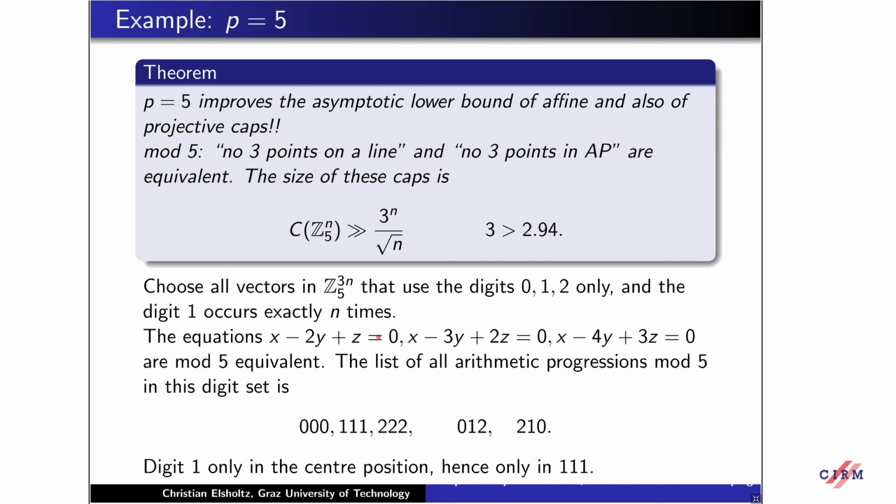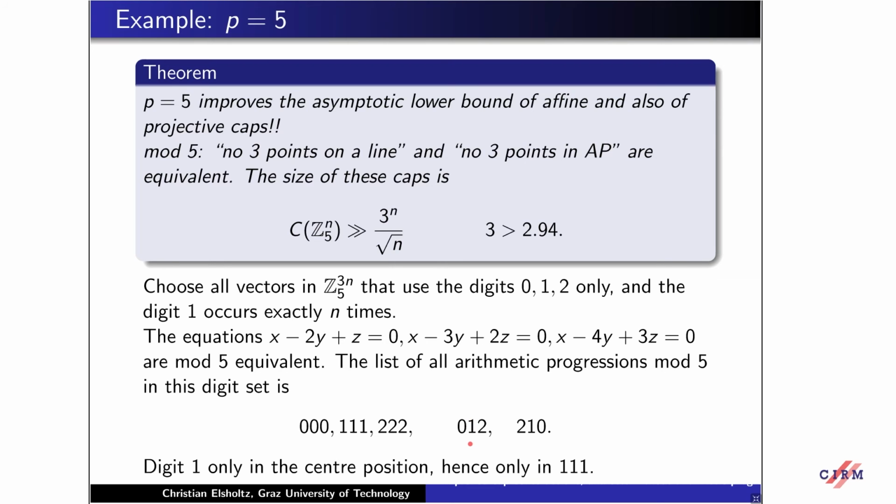Now, you have here the list of all weighted progressions you have to consider. And I told you earlier, some of these might be equivalent. And if you look at it, they are all equivalent. So you really only have to care about one of these equations, namely, say, the arithmetic progression case. Now, you list all arithmetic progressions modulo 5 using only the digits 0, 1, and 2. You have the trivial ones, and you have the more interesting ones. And then you look at the pattern more closely and you observe the digit 1 only occurs in the center position.